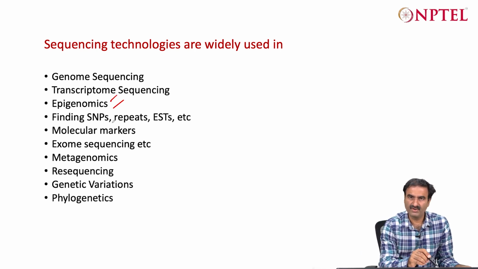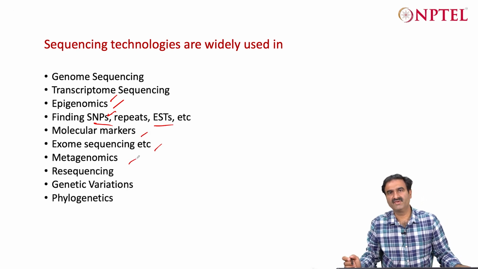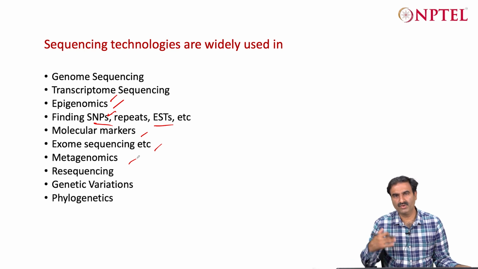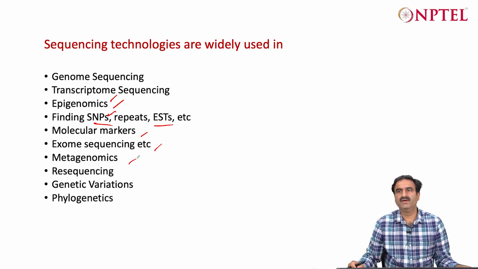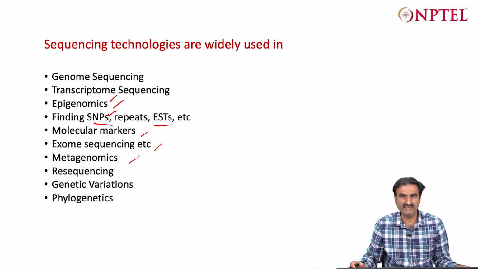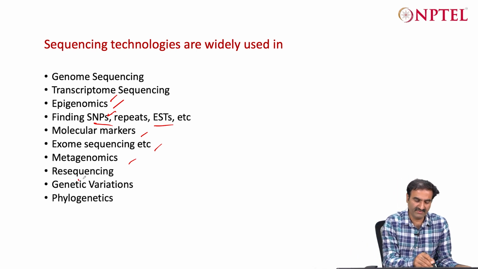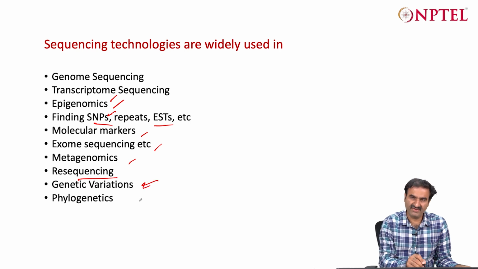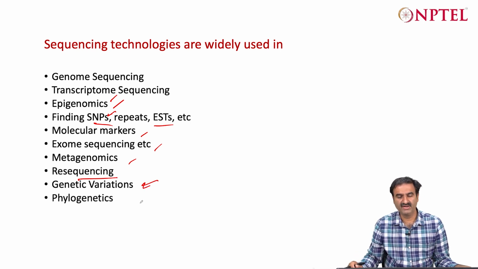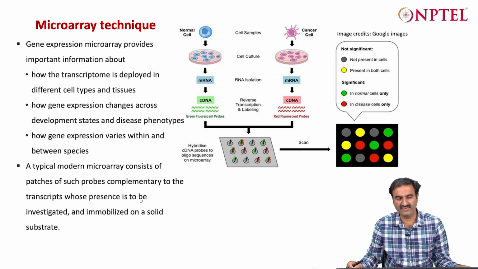transcriptomes, epigenomes to find the polymorphic regions, SNPs, ESTs, molecular markers, exomes, metagenomics, resequencing of genomes. Although we have done the human genome sequencing, when you want to know about a particular individual, as I mentioned, it will not be exactly identical to the reference sequence, and every two individuals will be different in the DNA. So you have to do resequencing at that point to look at the genetic variations and for the phylogenetic studies. So you are generating a lot of data every day.